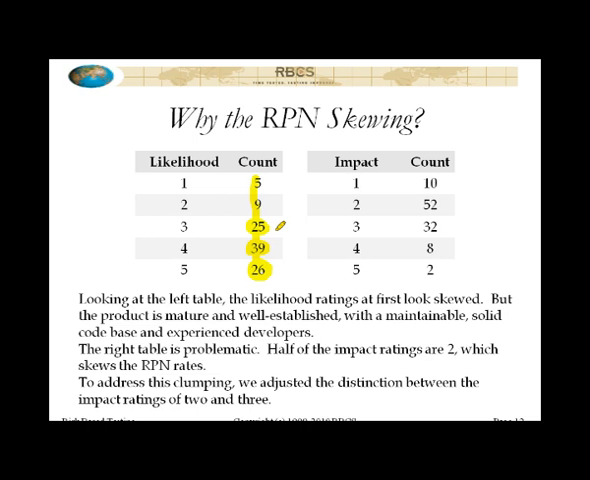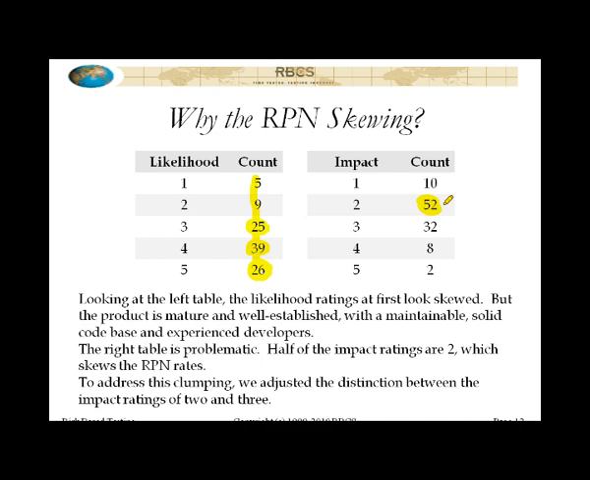But this is a mature, well-established product. It's got a maintainable, solid code base, very experienced developers. So this is actually the likelihood distribution that you would expect for a product like this. Where the problem comes in is in the right table. You notice that fully half of the impact ratings are right here at 2, impact of 2, or in other words, high impact. And that's problematic under any case.